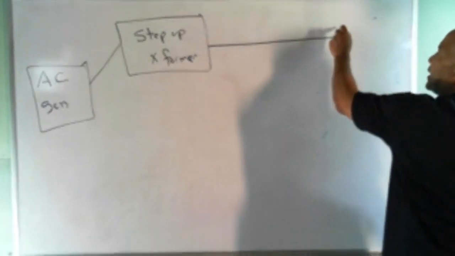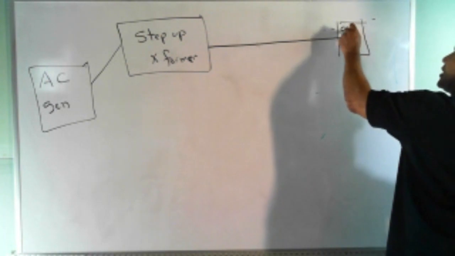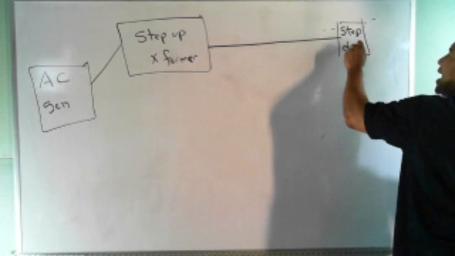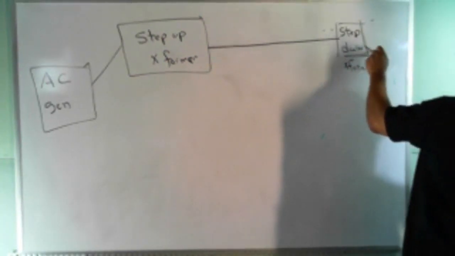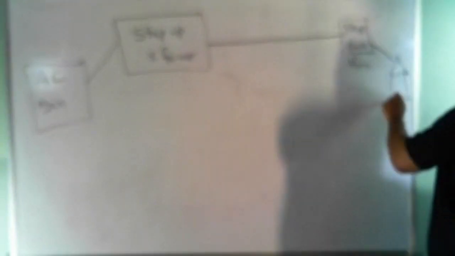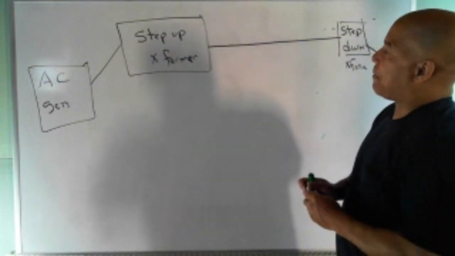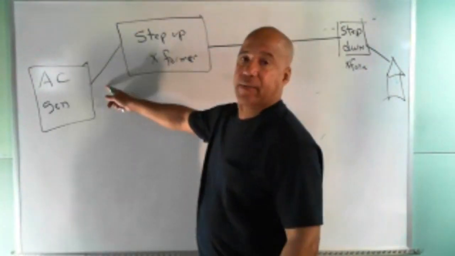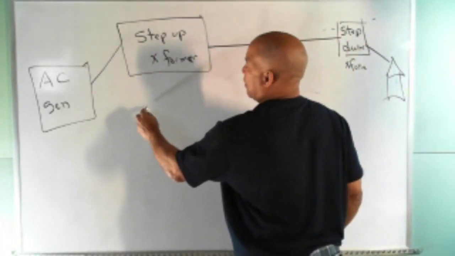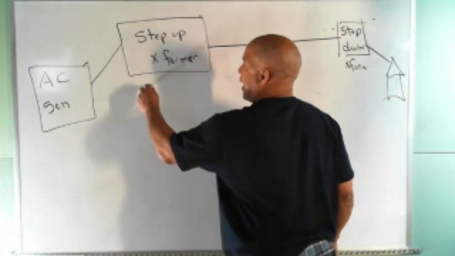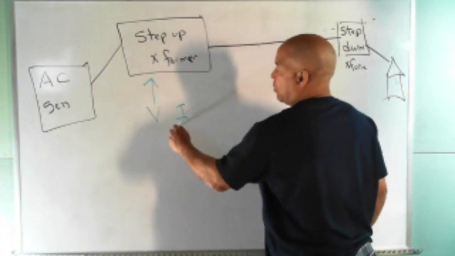And then over here I go to another transformer. This is a step down transformer. And then from there I go to the city or town, or here's my house. Now let's look at this. Now what happens is I generate this AC, but right here I step the voltage up. So the voltage goes way up, which means the current goes way down.